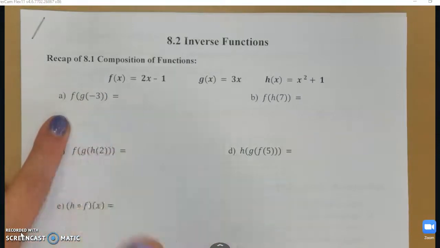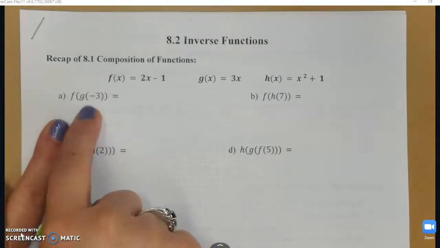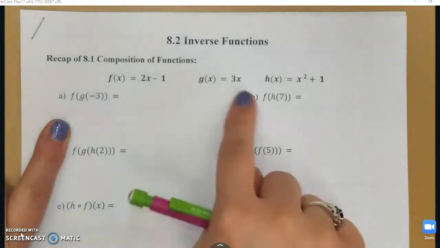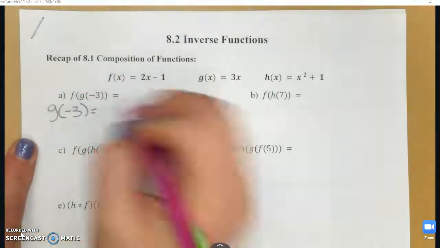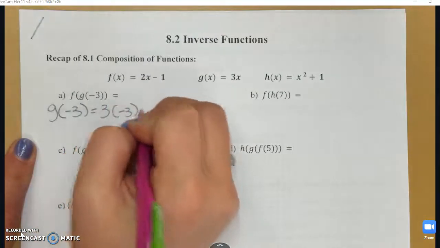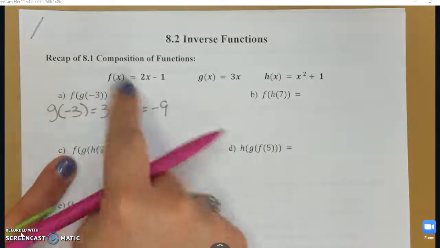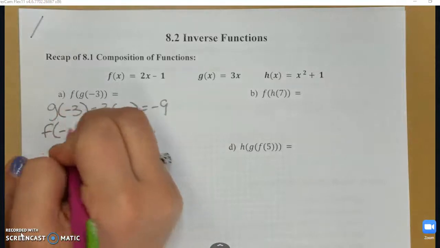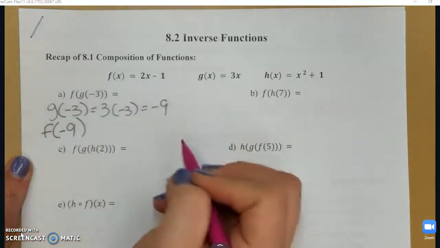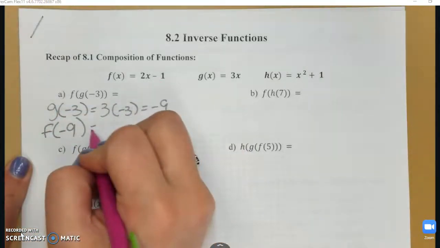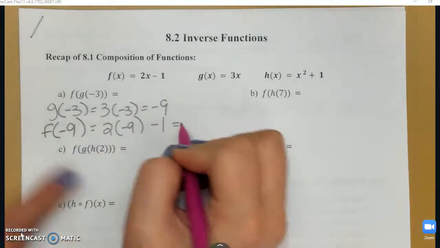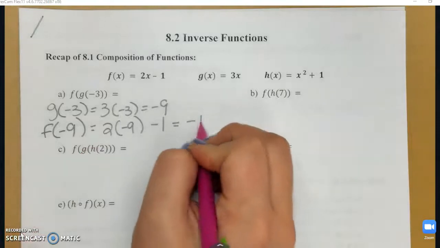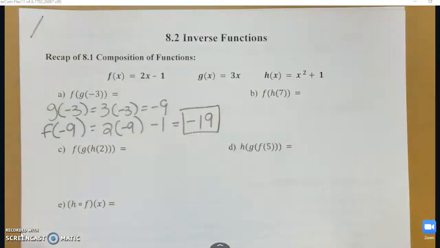f of g of negative 3. So that means the first thing I need to find is g of negative 3. Well, if I plug in negative 3 to my g function, that's going to be 3 times negative 3, which is negative 9. So now what I'm looking for is f of negative 9, which, if I plug negative 9 into my f function, is 2 times negative 9 minus 1. That's negative 18 minus 1, which is negative 19.